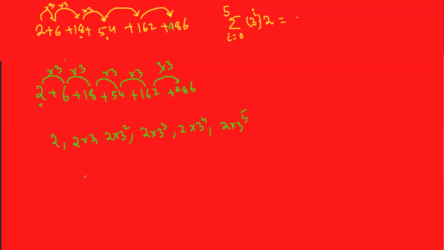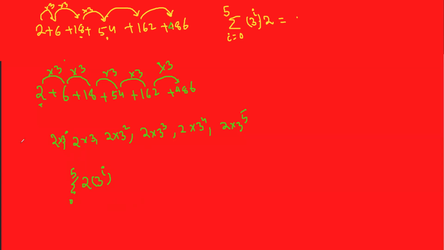Okay. So 2 is common, right, here 2. You can see what is increasing, 3 raised to i. Where i starts from, let's suppose you can write 3 raised to 0, right? 0 to 5. Now understood?